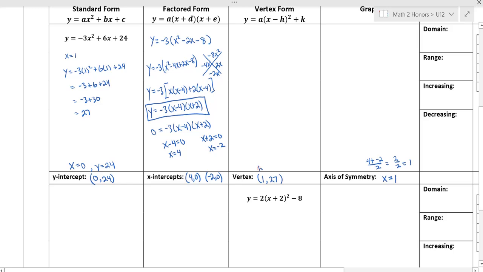So h is 1, k is 27, and a is negative 3, and we see that in standard form. So put the a, h, and k together to get your vertex form. Y equals negative 3 times x minus 1 squared plus 27.